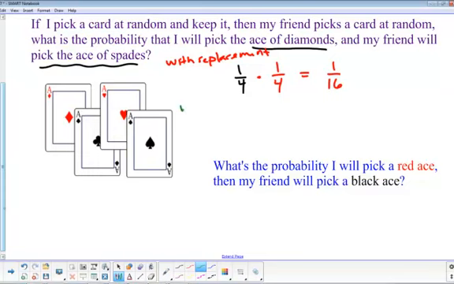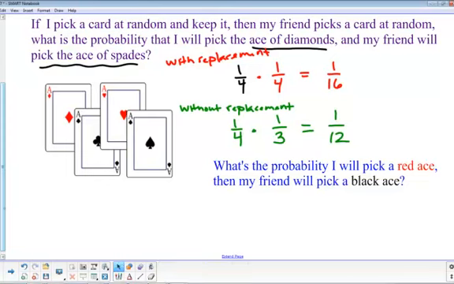Without replacement would mean you pick your card, which is 1/4. You're holding your card, so now your friend only has 3 cards to pick from. So that would be a 1/3, and then that probability is 1/12. 2 different situations.